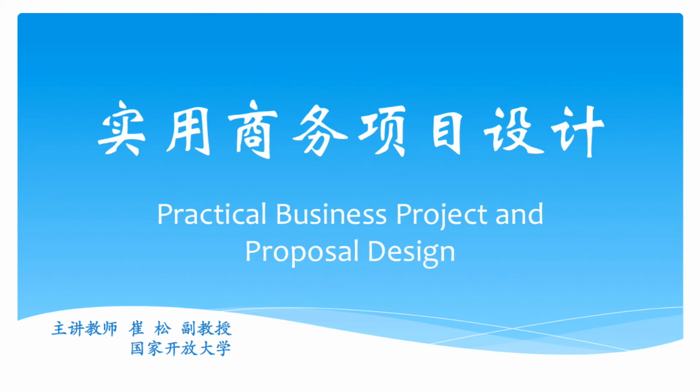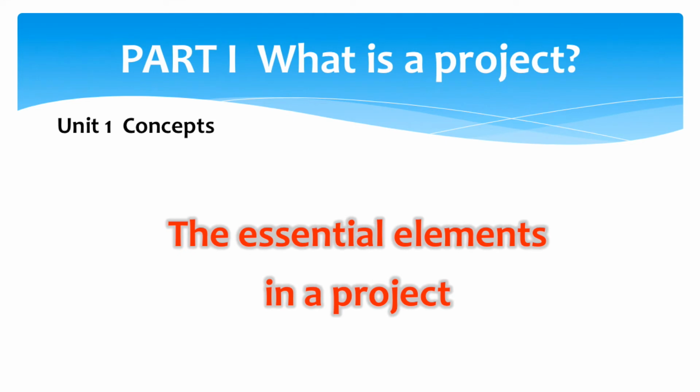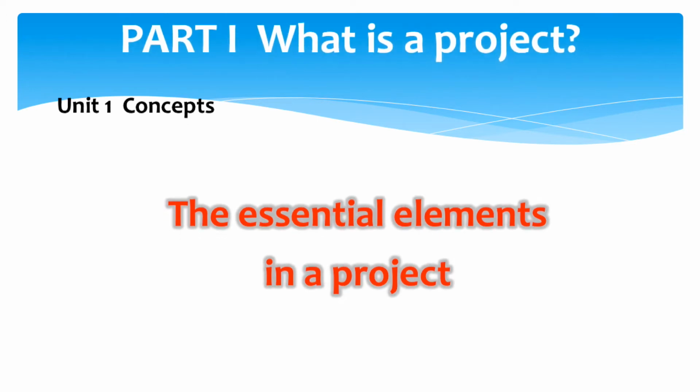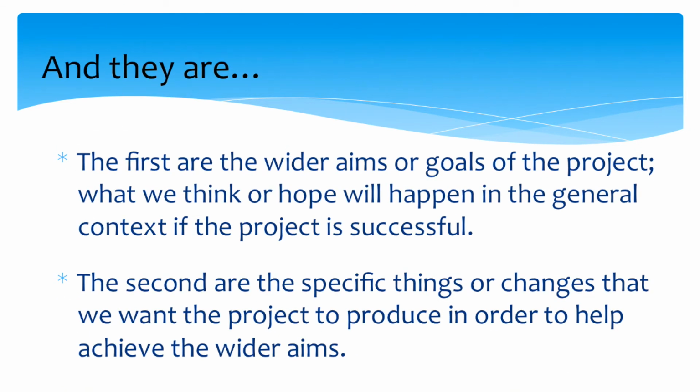我们现在来看一看实用商务项目设计的第一单元的第二部分 The essential elements in a project，一个项目的最基本要素或元素。我们来细看一下，第一个是 objectives 目标，这个目标指的是 Objectives are the things that we want to achieve when we carry out the project. They can be divided into two groups.